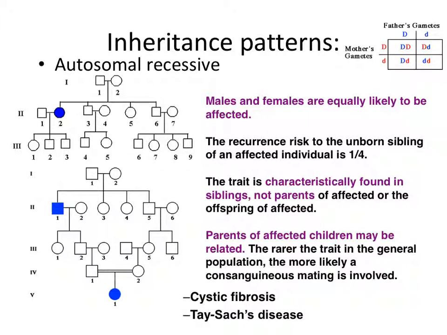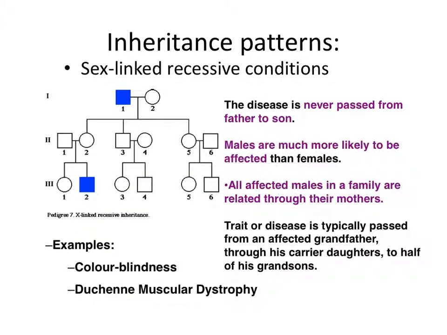If a trait is recessive, again, males and females are both affected, and they have an equal probability of getting the trait. The trait is typically found in siblings, not in parents, and the parents of affected children may be related. If a trait is found on the sex chromosomes, the X chromosome specifically, the disease is never passed from father to son. Males are most likely to have the trait, and all of the affected males are related by their moms.